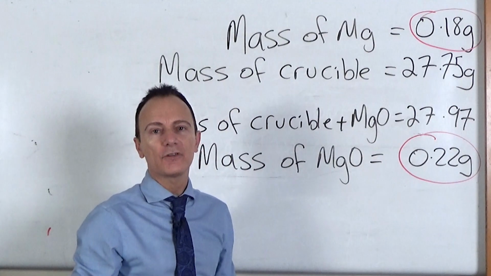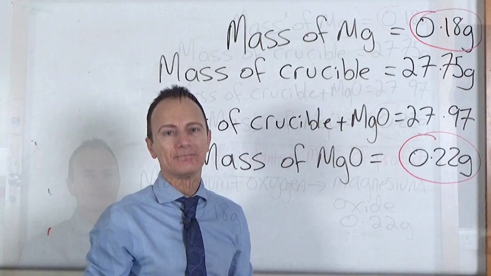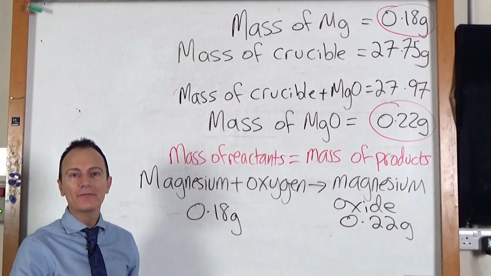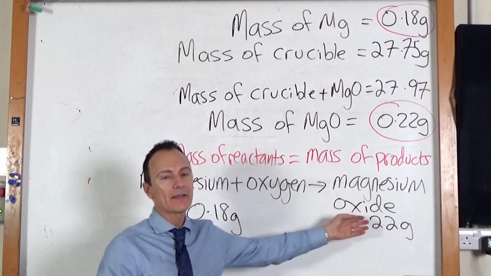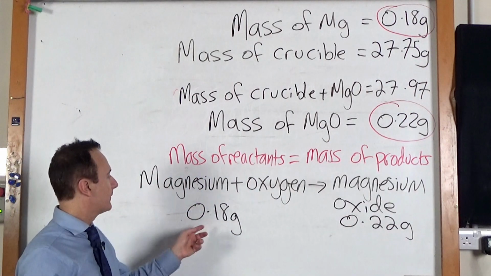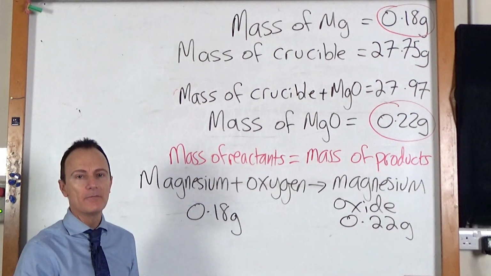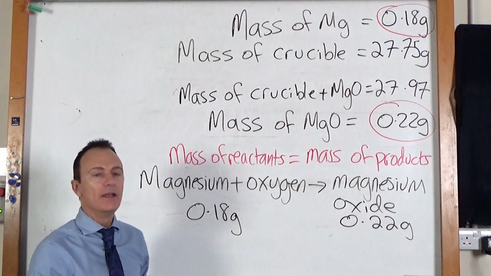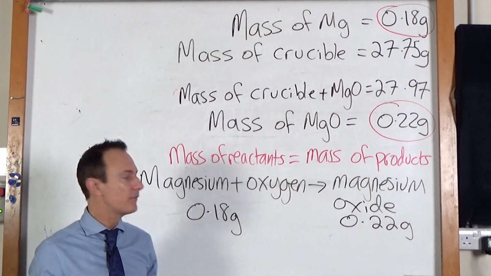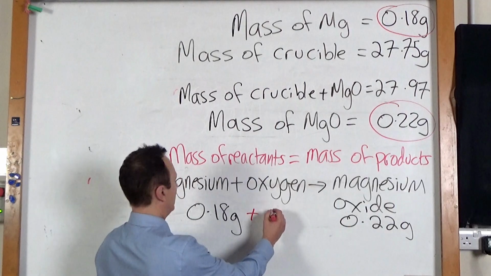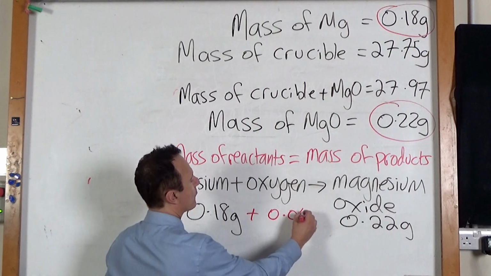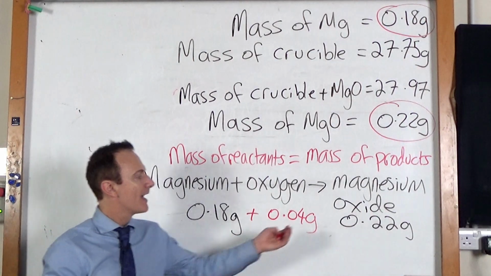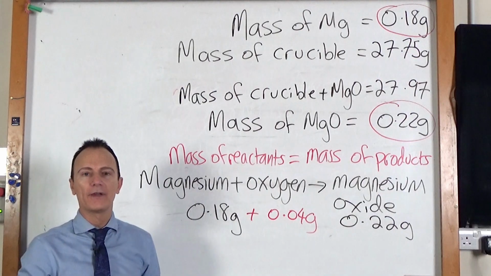So what's that got to do with conservation of mass? Well, conservation of mass states that the mass of the reactants on the left of the arrow is equal to the mass of the products on the right of the arrow. So we started off with 0.18 grams of magnesium. It changed into 0.22 grams of magnesium oxide. So the amount of oxygen from the air that must have reacted with the magnesium is 0.04 grams. Because then this side adds up to 0.22 grams and that side also adds up to 0.22 grams.